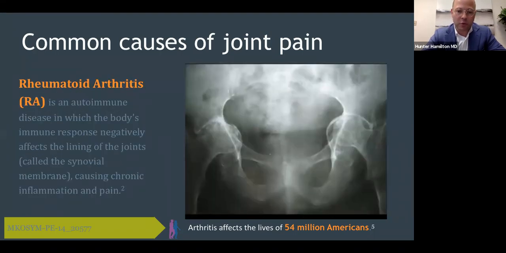Another common cause would be rheumatoid arthritis, and this is different in that it's an autoimmune disease in which your immune system attacks the lining of your joint. This can cause inflammation and remodeling of the bone and deterioration of the bone, which can be very painful.